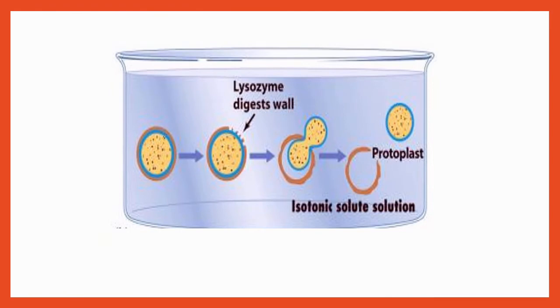Now let me explain exactly what happens during cell wall removal. If you are treating the cell, whether it is a bacterial cell, a plant cell or a fungal cell, first of all with the lysozyme enzyme, the cellulase enzyme, or the chitinase enzyme, it will digest the cell wall, like this, here you can see. On digestion of the cell wall, the DNA, RNA, proteins and other content will come out of the cell.